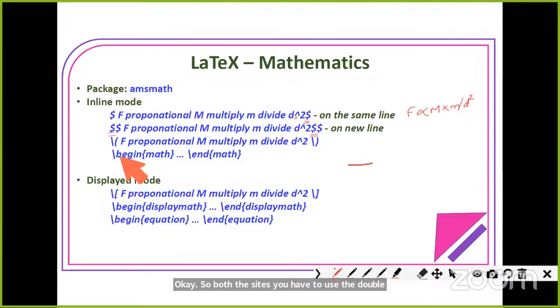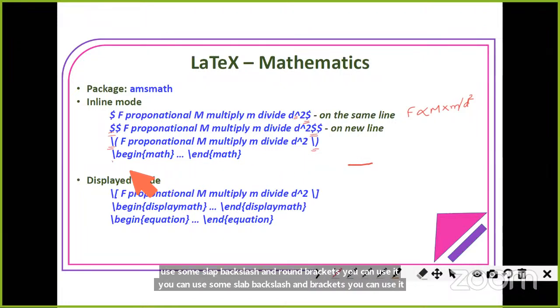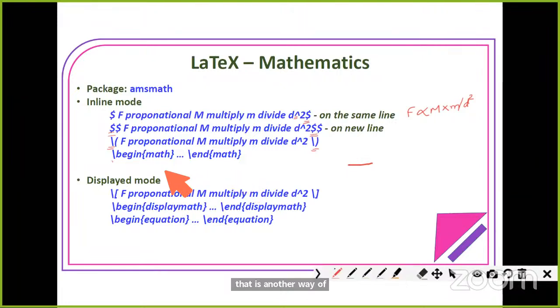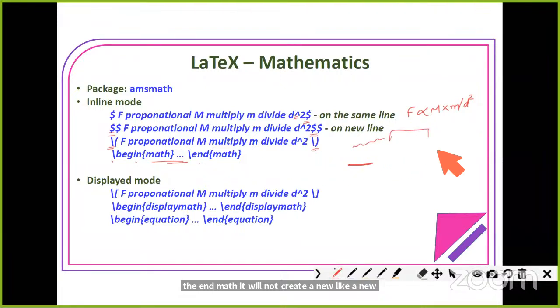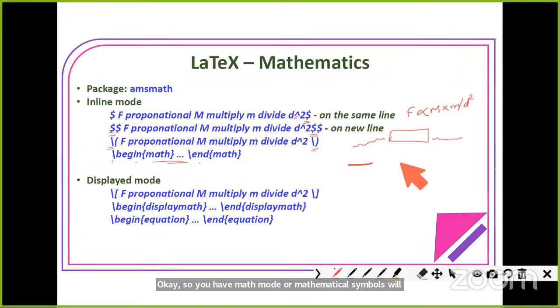Otherwise, you can use a backslash and round brackets. That is another way of doing it. And the fourth way is to write an environment, begin math and end math. Even with begin math and end math, it will not create a new display mode. It will be inline only. So your text will be here, and your mathematical symbols will be here, and then you continue writing your text like this. That is known as the inline mode.